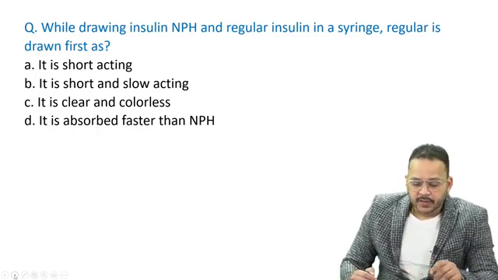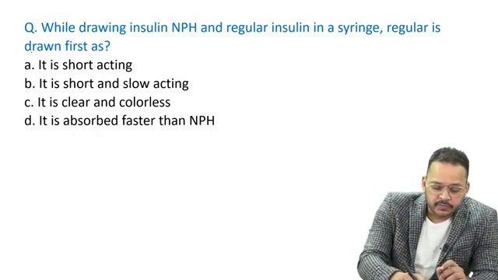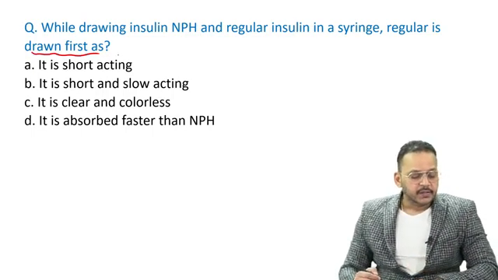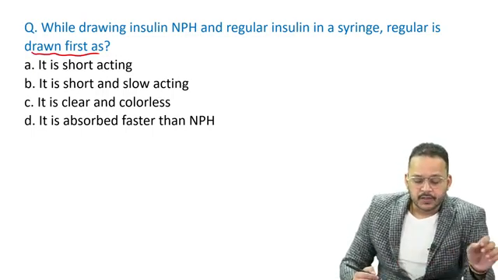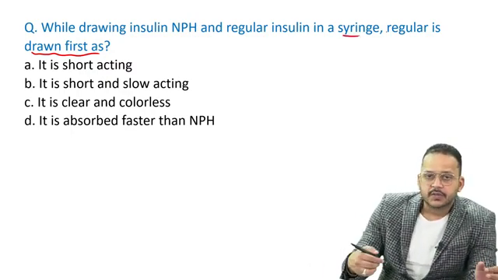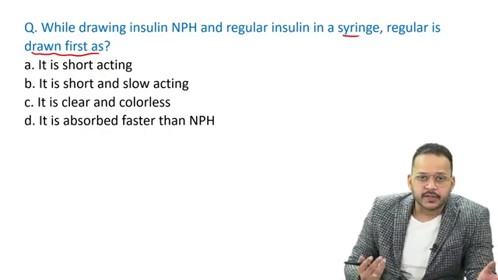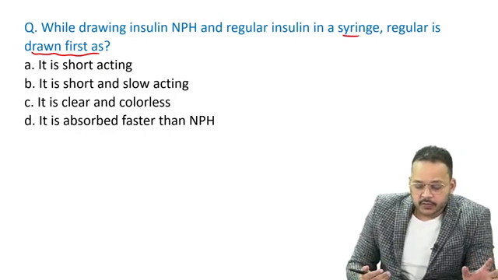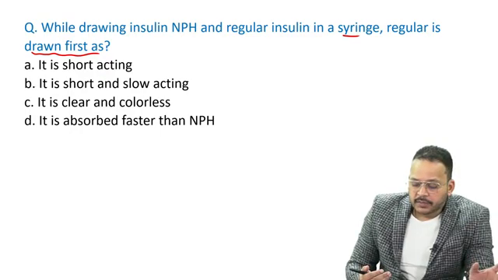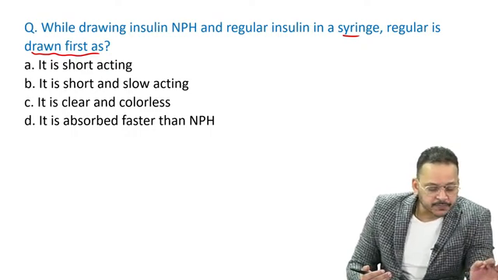Next: while drawing NPH and regular insulin in a syringe, which is drawn first? The two insulins that can be drawn in one syringe are regular and NPH. If I draw them, regular is drawn first because it is short acting, clear and colorless, and it is absorbed faster than NPH.